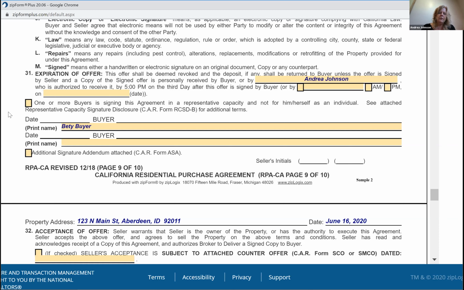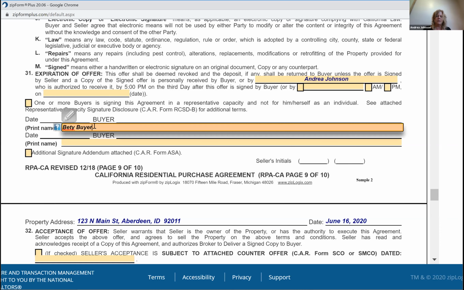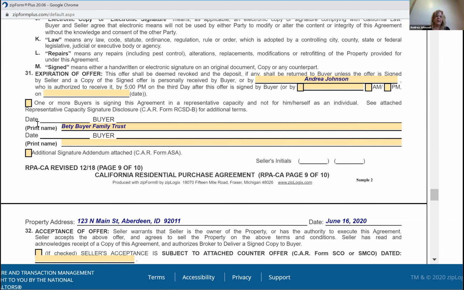Now, one or more buyers is signing this agreement in a representative capacity. Again, we looked at the RCSD. So if the buyer is purchasing in a trust, you're going to be including the RCSD with the purchase offer, with the buyer signing. In that scenario, the buyer would actually be the Betty Buyer Family Trust, or whatever it is, and Betty Buyer would be signing the RCSD.